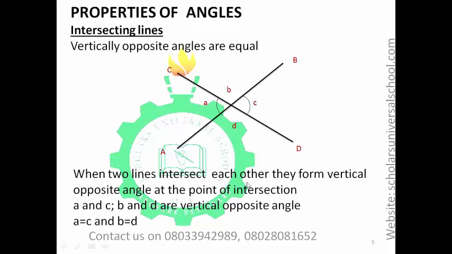So when two lines intersect each other, they form vertically opposite angles at the point of intersection. So this is where they both intersected. So the angle opposite of each of them, they are equal. So if A here is the same thing as C, B here is also the same thing as D. A and C, can you see it? B and D are vertically opposite angles, which means angle A is equal to C and angle B is equal to D.